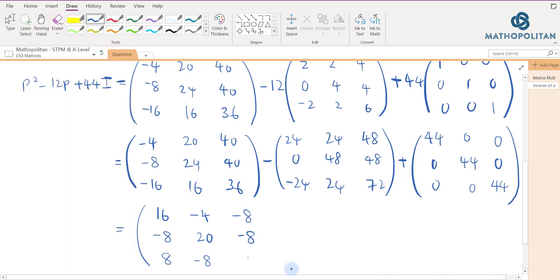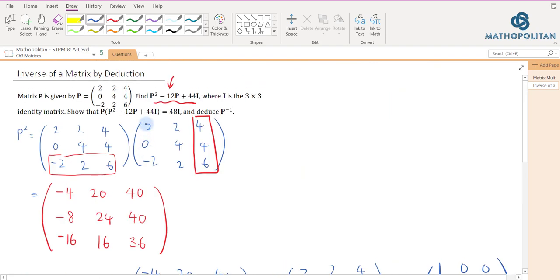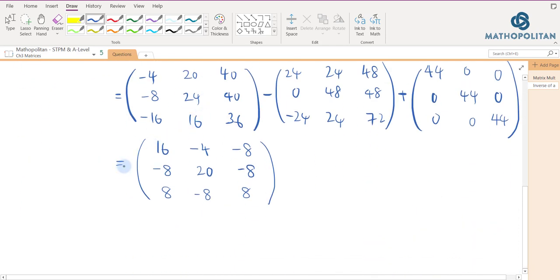Okay, so that's 8. Right, so this is P squared minus 12P plus 44I. So the next part, we need to multiply P to the P squared minus 12P plus 44I and show that it is equal to 48I. Okay, so this is what we're going to do next. So we're going to take P times P squared minus 12P plus 44I.